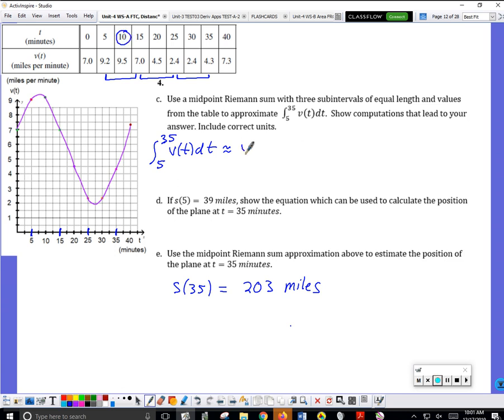So V of 10 multiplied by dt for the first subinterval is also 10. So now you continue. Second subinterval, the time that is in the middle is 20. The dt for the second subinterval is 10. So the third subinterval, the time that is in the middle is 30.